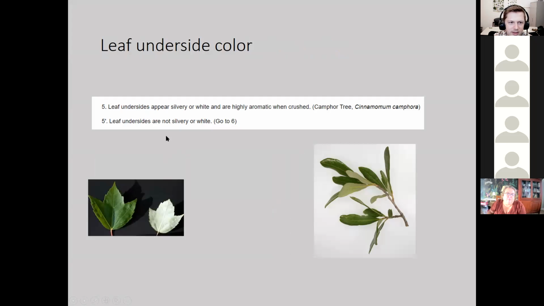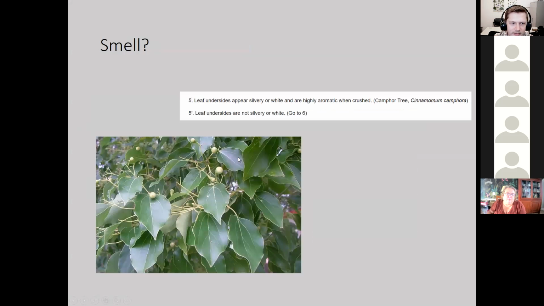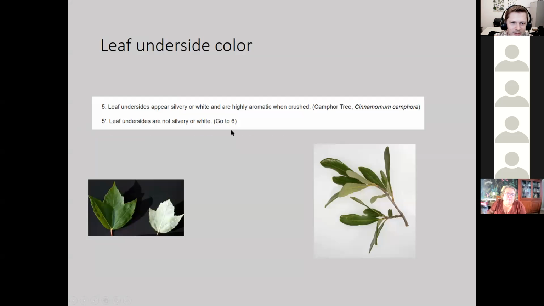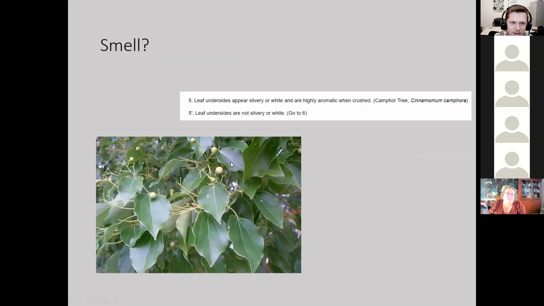And now it's saying, look at the leaf undersides. The leaf undersides appear silvery or white and are highly aromatic when crushed. So this is where all of your senses can be incorporated, not just your visual cues. Or the leaf undersides are not silvery or white. So I guess we're going to 6 here. Oh, so this is if you were to see 5, this is what you would go to. This is the camphor tree, so it would smell, and I would have this here present for you all too if we were in person.